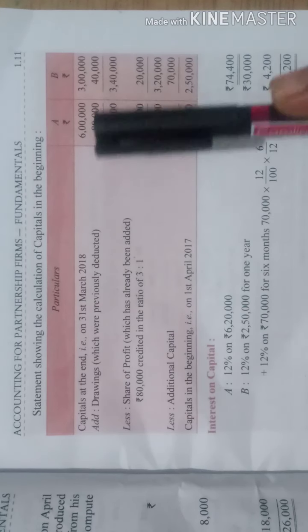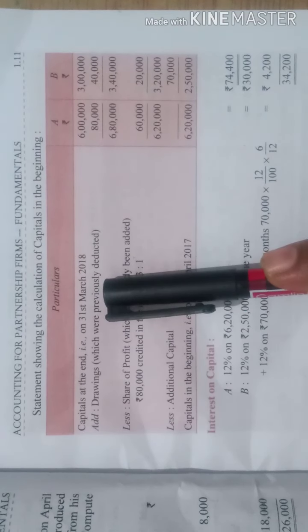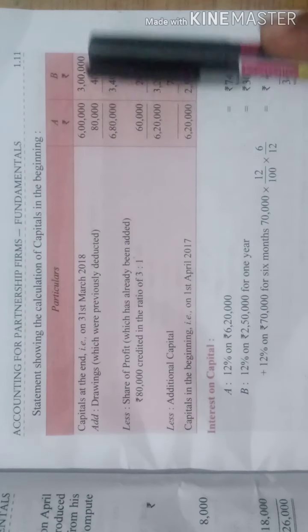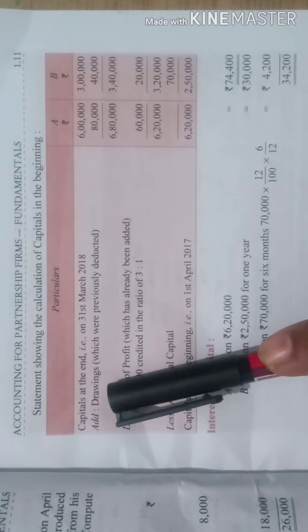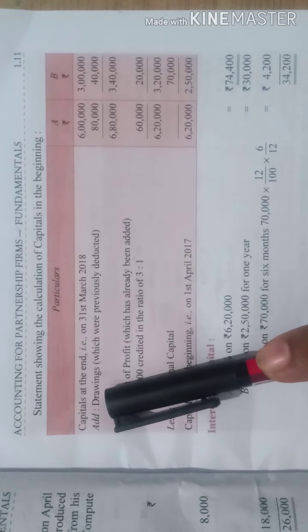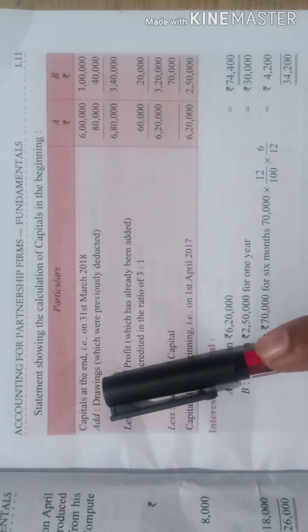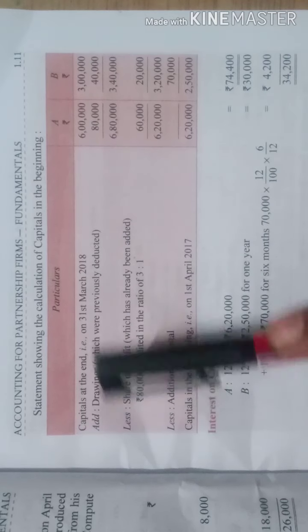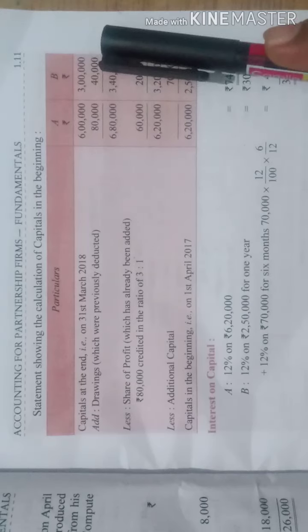Here we will make two columns, that is partner A and partner B. Now what was the capital at the end of the year, that is 31st March 2018? 6 lakhs and 3 lakhs. Now what the partners have done, they withdrew. That means that is a yearly withdrawal. When they have withdrawn, that means they have withdrawn from the capital, so we will add it in the capital. Why? Because that amount was there in the capital. So all the drawings, if it is a yearly withdrawal, we add in the capital.